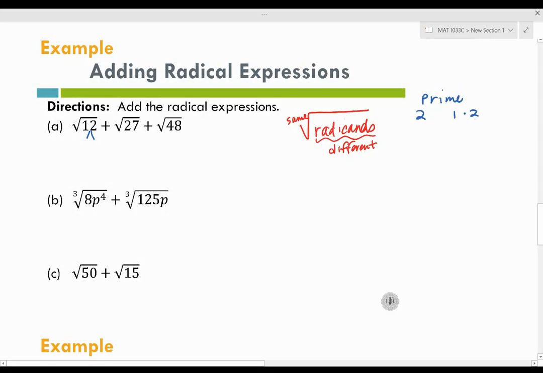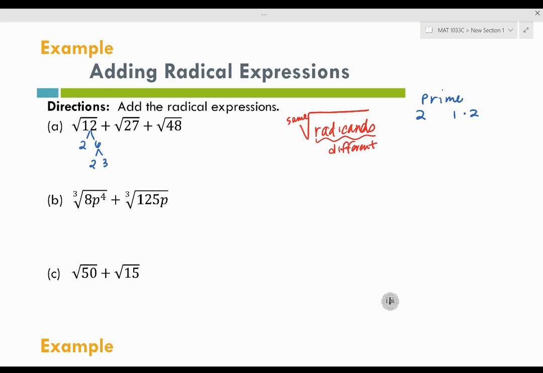So let's break down 12. I could break down 12 into 2 times 6. 2 is prime, 6 isn't. Numbers that are not prime we call composite. So we can continue to break down 6 into 2 times 3. Now we have all prime numbers.